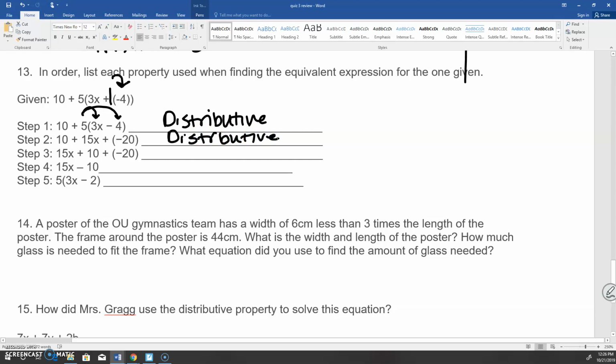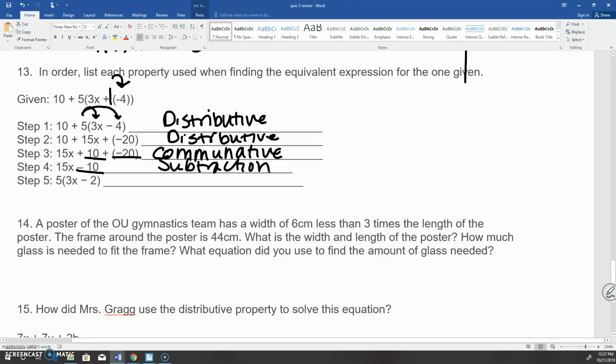Okay, and so then I said 10x plus 15x, and I wanted them to switch places. Which property says they can switch places? Commutative. So to get that answer, you did the commutative. Then you said 10 plus negative 20 gives you negative 10. How did you get negative 10 as an answer? Subtract.